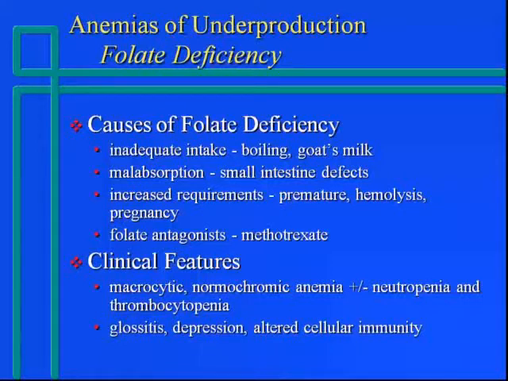The clinical features are a macrocytic normochromic anemia with or without neutropenia and with or without thrombocytopenia. The patient may have glossitis, depression, and altered cellular immunity.